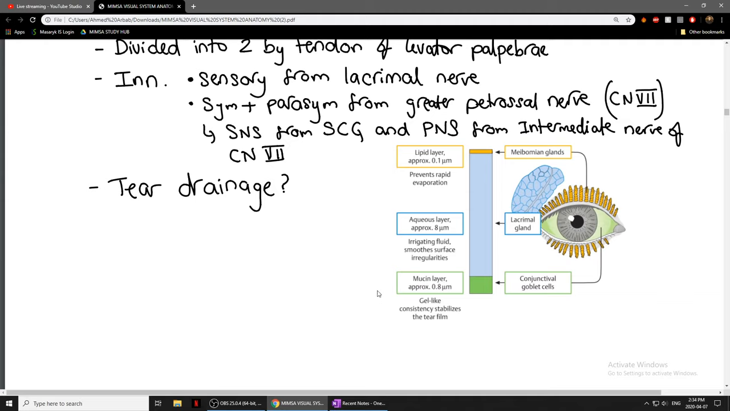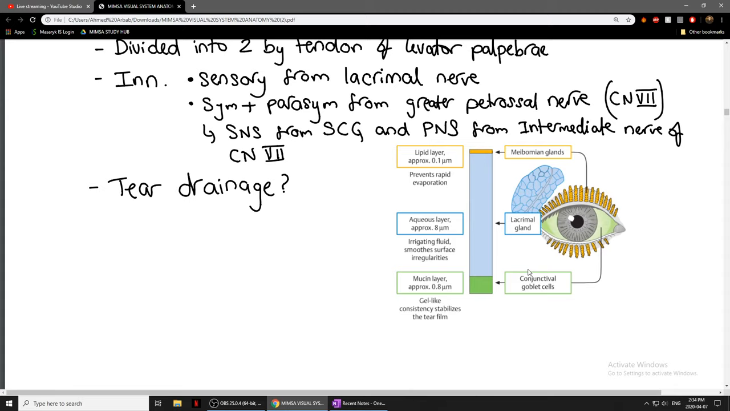So just lastly, this is kind of complicated. I don't think you guys really need to know this. It's more of a, I guess, possibly histology, but pathology, and later on in your clinical years. This is just a rundown of the composition of the tear film.